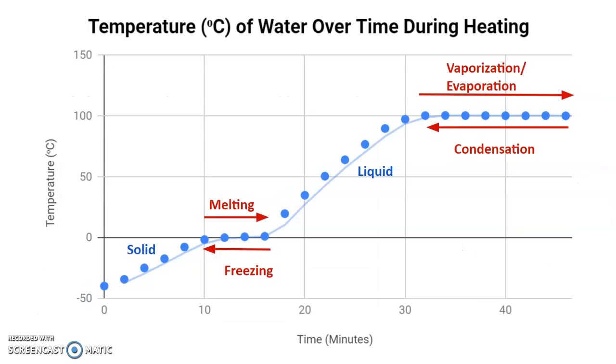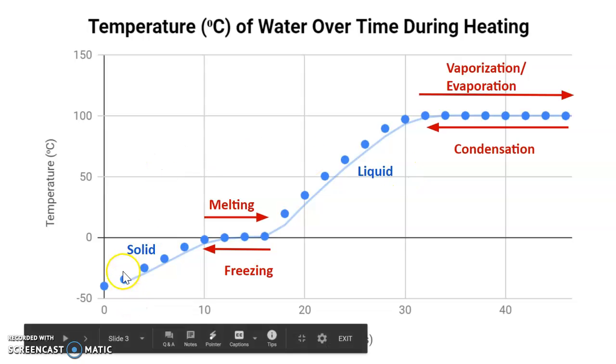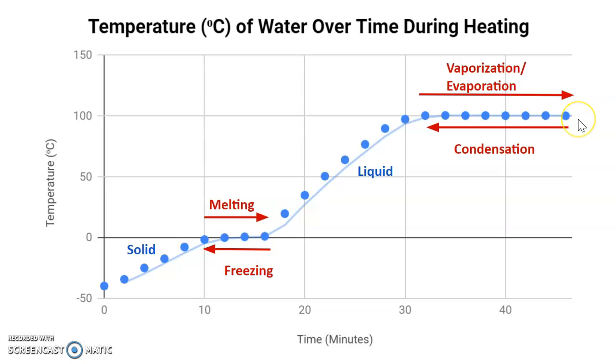Okay, so here's your labels. Solid on the far left, liquid right here heating up, and then I didn't put gas on here because it would have been over here, but we couldn't take any temperature readings of the gas that was being produced because the thermometer was in the beaker with the water. So instead, we just have our condensation and evaporation / vaporization arrows.